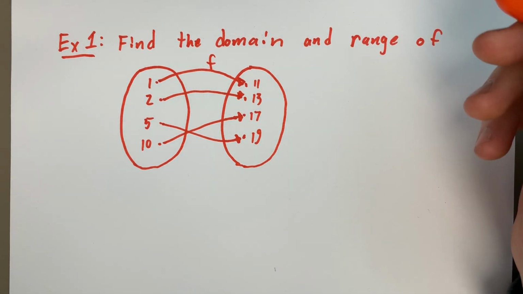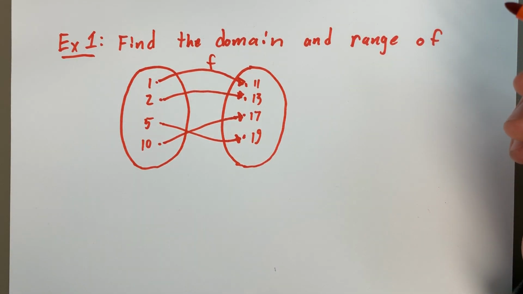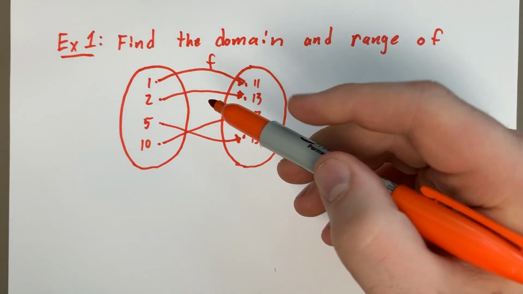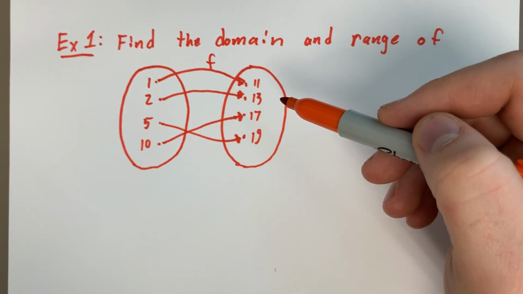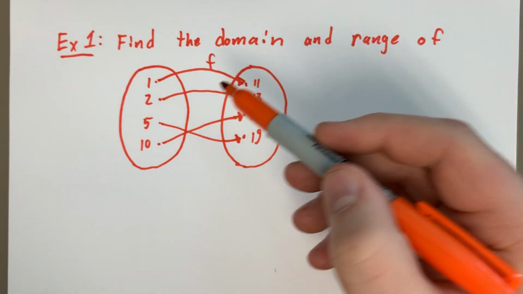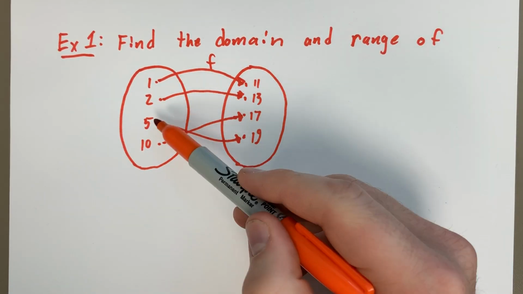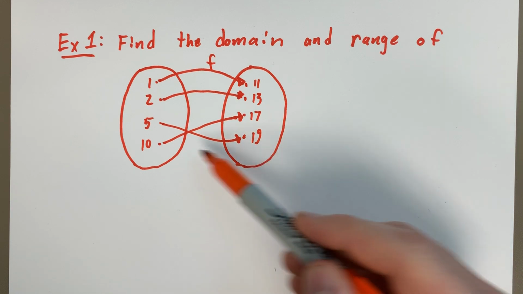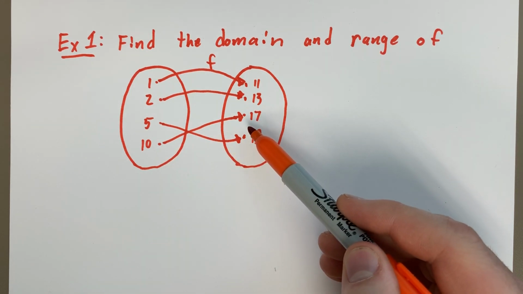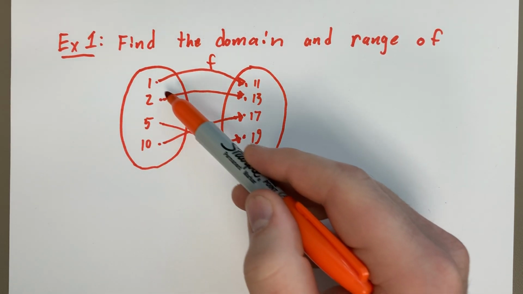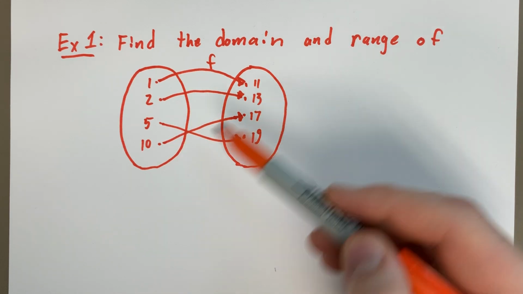All right, so now we need to find the domain. The domain of a function is the set of all possible x values that I can plug in that will give me something out. Okay, so in this case, if I plug in 1, I get 11, I plug in 2, I get 13, 5 gives me 19, and 10 gives me 17. So all of these values are what I can plug in and get a value out for.